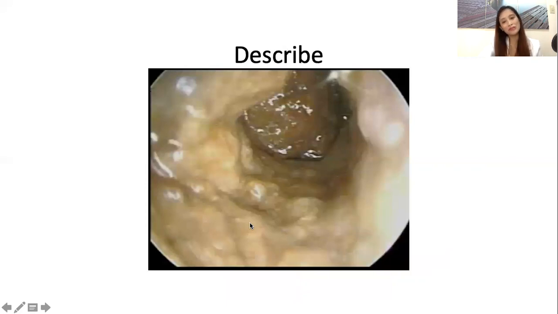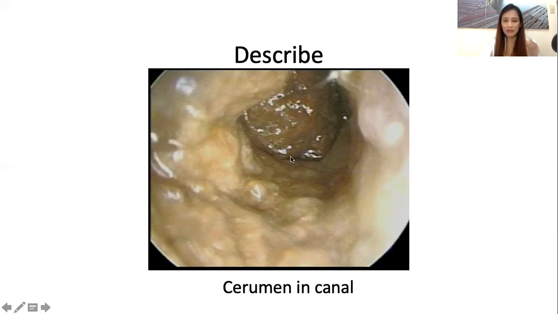So how about this one? What do you see? Can you still visualize the tympanic membrane? So if you see some lumps over here, what do you think this is? So this is actually cerumen in the canal and also impacted into your tympanic membrane. So for you to be able to fully examine the tympanic membrane, you have to clean this out. So usually you will be able to observe that in the ENT clinic. So sometimes they flush water or they use suction machines to suction out the cerumen inside the canal.